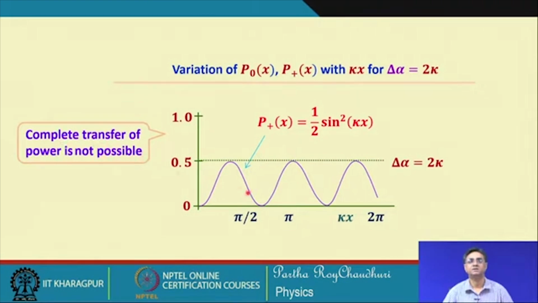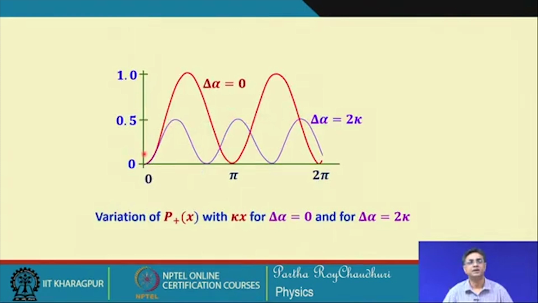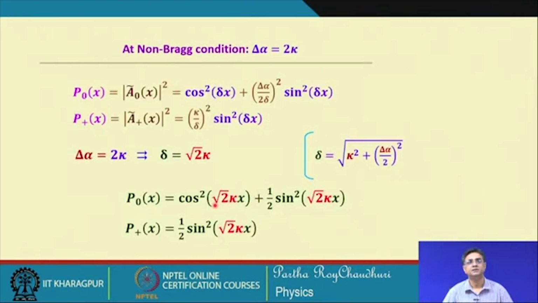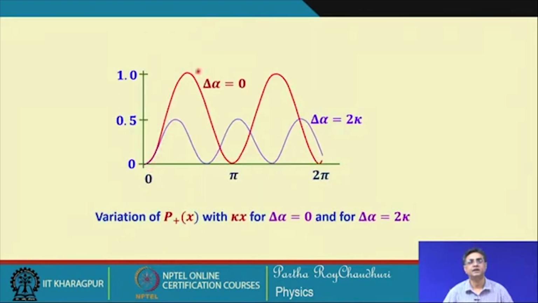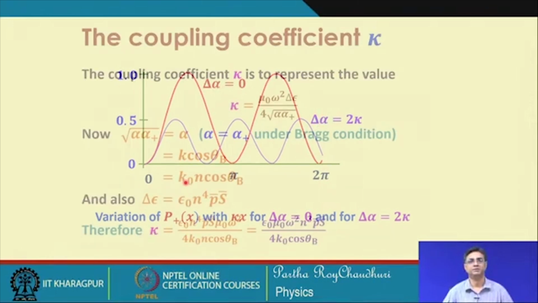That is, complete transfer of power is not possible for this situation where delta alpha is equal to twice kappa, and in that case you have the power variation in the 0th order. This is the power variation for delta alpha equal to 0, and this is the power variation for delta alpha equal to twice kappa. So, you can see the difference: the maximum power transfer is possible only at the Bragg condition, but at any non-Bragg condition other than delta alpha equal to 0, the power variation is incomplete.